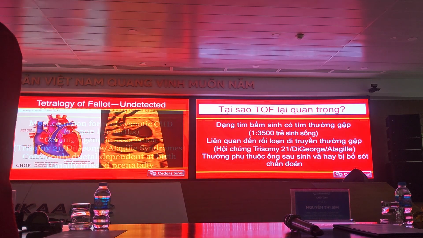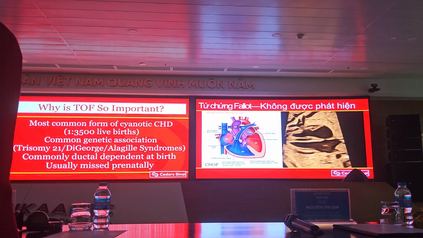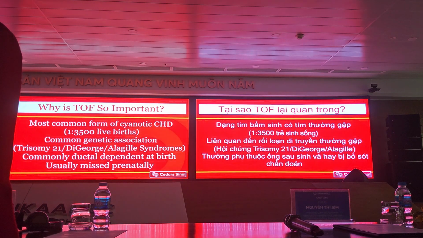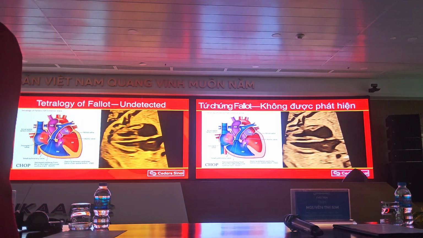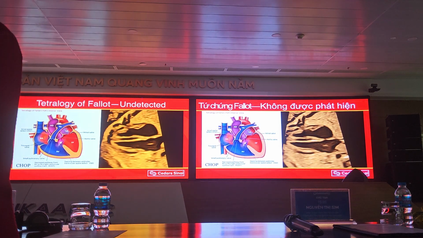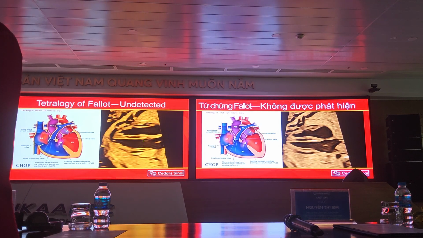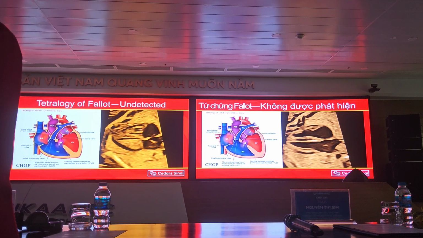Finally, it's usually missed before birth because it has a normal four-chamber view. Most of the time the four-chamber view will be pretty normal, even though you have tetralogy. That's because we're looking at the inflow portion here. You see the crux, mitral valve, tricuspid valve. We're not seeing the outflow. This is very close to my favorite view, but it's the inlet.